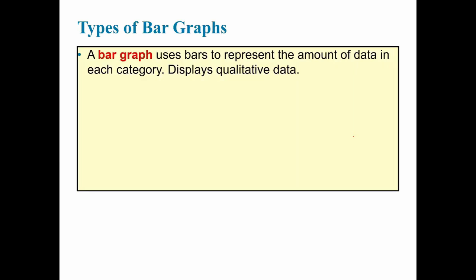The next type of graph that we can use for qualitative data is a bar graph. In a bar graph, the bar represents the frequency or the relative frequency of the data in each category, but normally we use frequencies. And it's only for qualitative data. We have a special type of bar graph that we'll talk about in a second for quantitative data. But a regular bar graph is only for qualitative data.